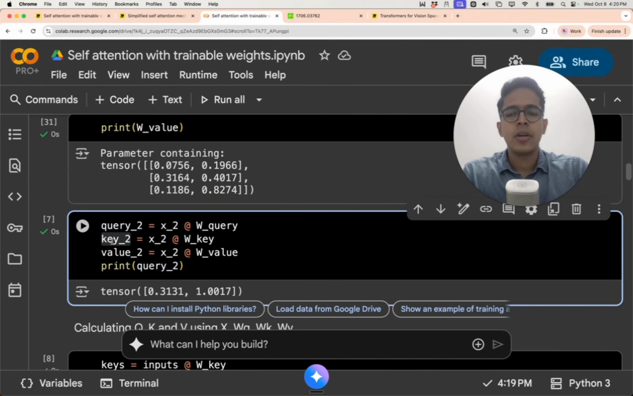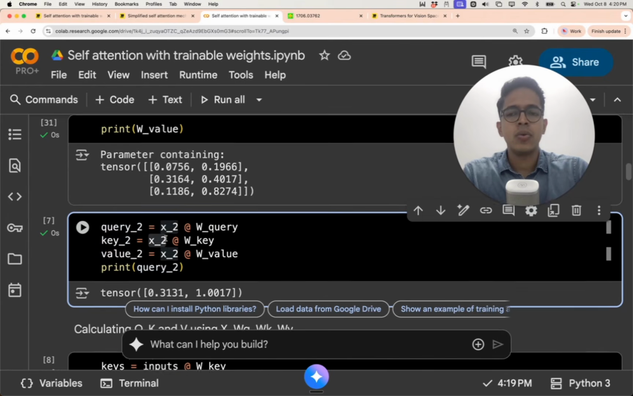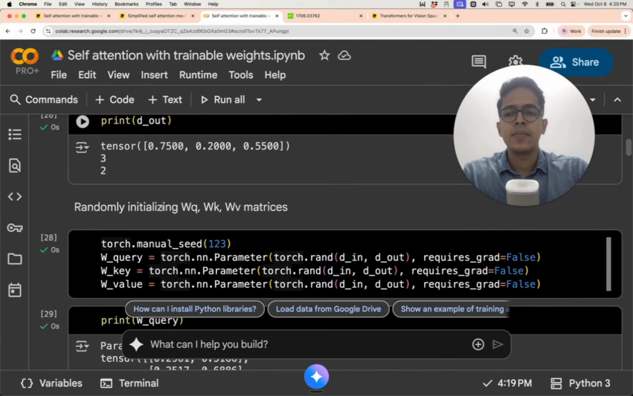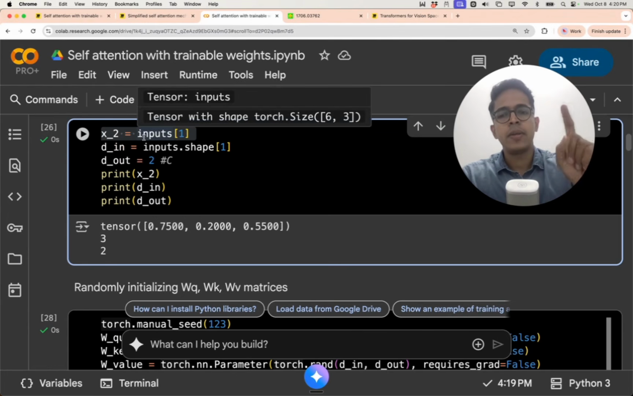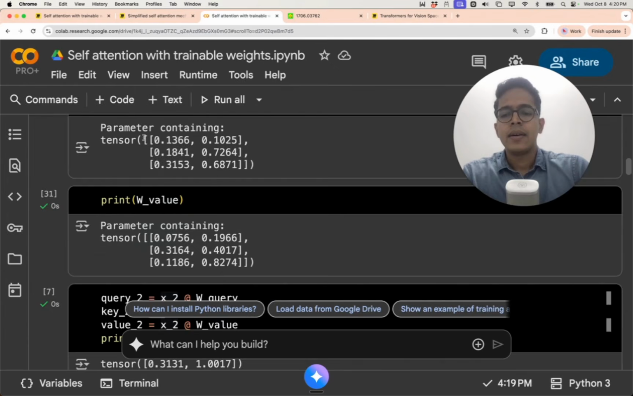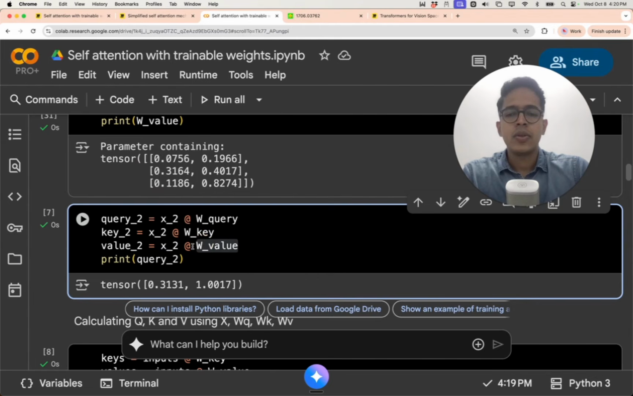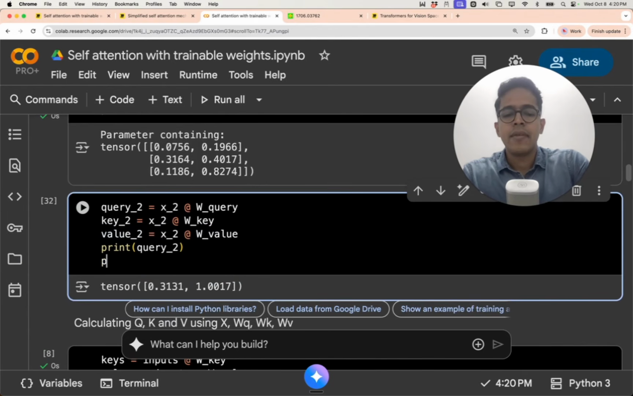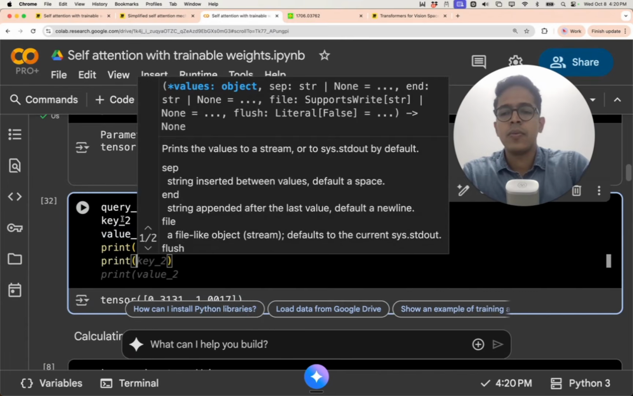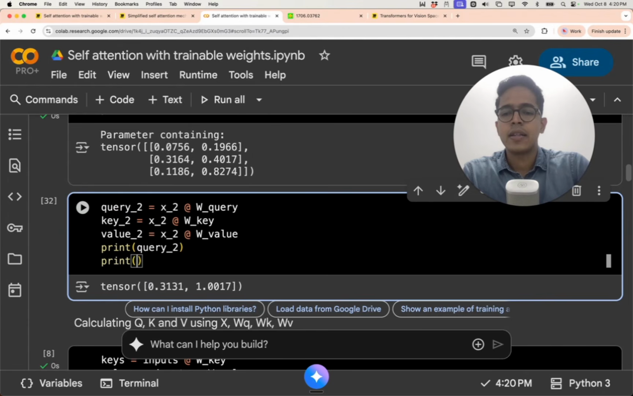This will be the key corresponding to the second token, which is x_2. By the way, x_2 is this. We had already defined it here. x_2 is the first row in the input sequence, which is the input vector corresponding to big. And x_2 multiplied by W value. So this @ signifies matrix multiplication in Python. So x_2 multiplied by W value will give us the value vector. So now this is the query vector corresponding to big. And we can also print the key vector corresponding to big. This is the key vector corresponding to big.